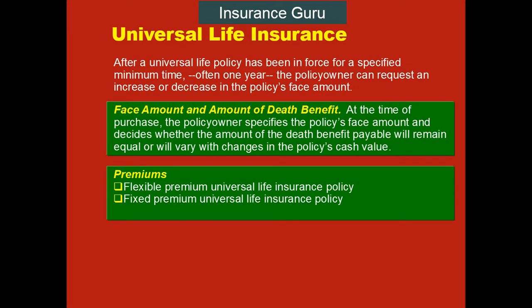There is also the face amount and the amount of death benefit. At the time of purchase, the policy owner specifies the policy face amount and decides whether the death benefit payable will remain equal or will vary with changes in the policy's cash value. There are flexible premium universal life insurance policies and fixed premium universal life insurance policies.